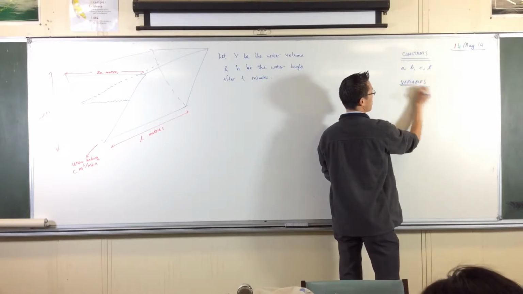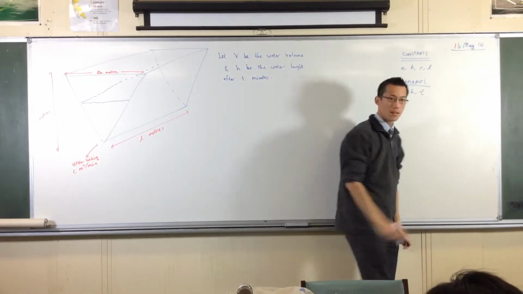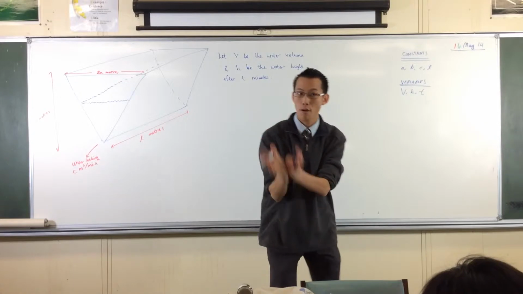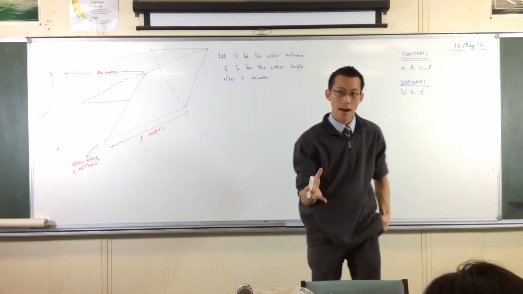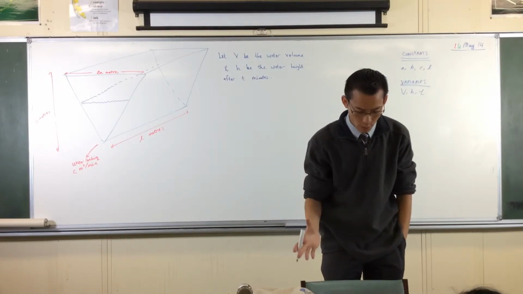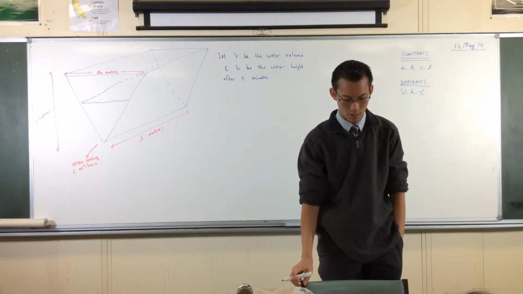And I said V, H, T: volume, height, time. Great. Now, having phrased the question in this language, what is it that I'm actually trying to find? I'll read the question again. Find the rate at which the water level is falling when the depth of water is beyond 2.